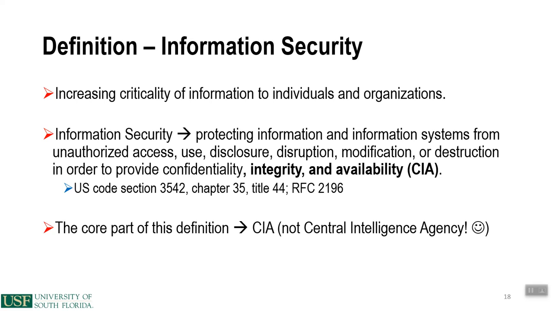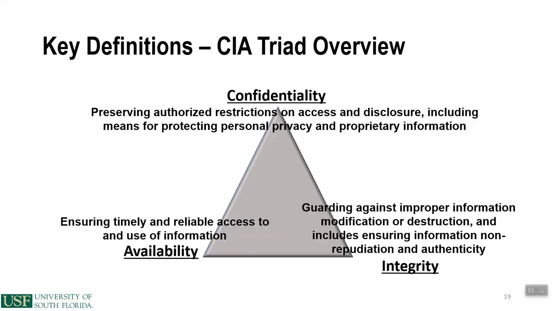The unauthorized use, disclosure, disruption, modification, destruction. This could be as simple as spilling coffee on your laptop. That's a form of destruction, and that prevents the confidentiality, integrity, and availability of your information. So the core part of this definition is CIA. And again, it's not Central Intelligence Agency, but it's confidentiality, integrity, and availability. And this is one of the fundamental definitions that you need to know.